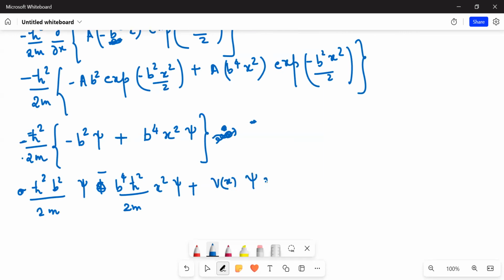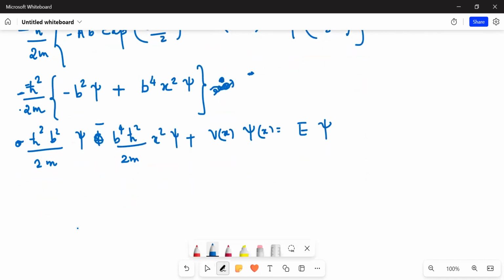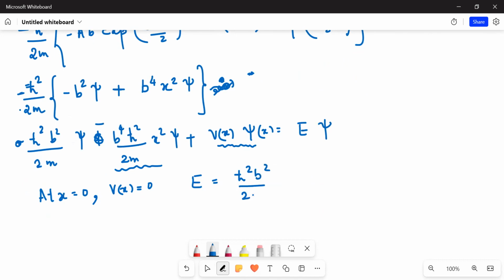psi as a function of x is equal to what? It will give you some E times psi. We already know that at x equal to 0, the potential, I have supplied you, is simply equal to 0. So if at x equal to 0 it is 0, this will go to 0, this will go to 0, and we'll get the total energy as h bar square b square upon twice m.